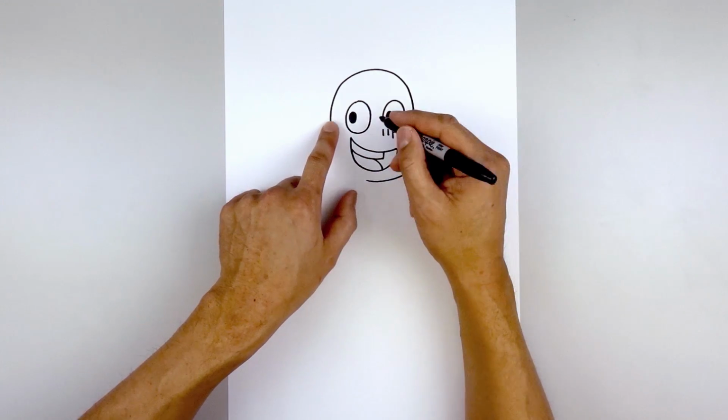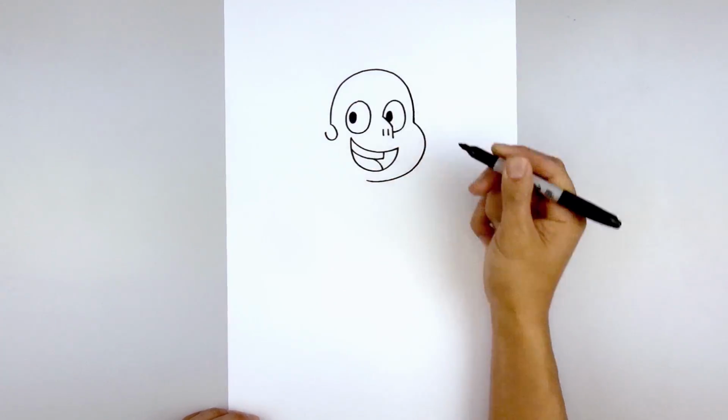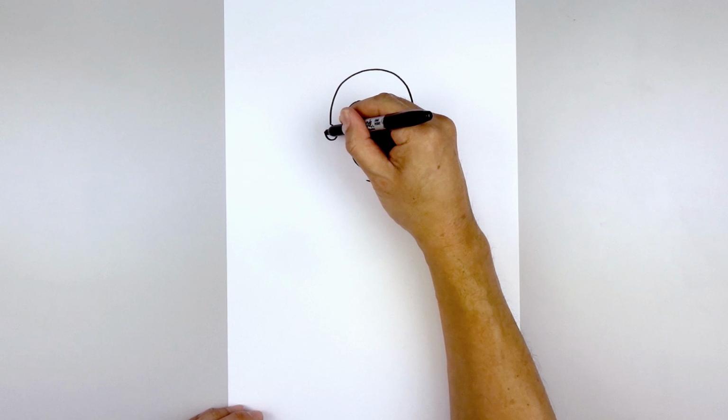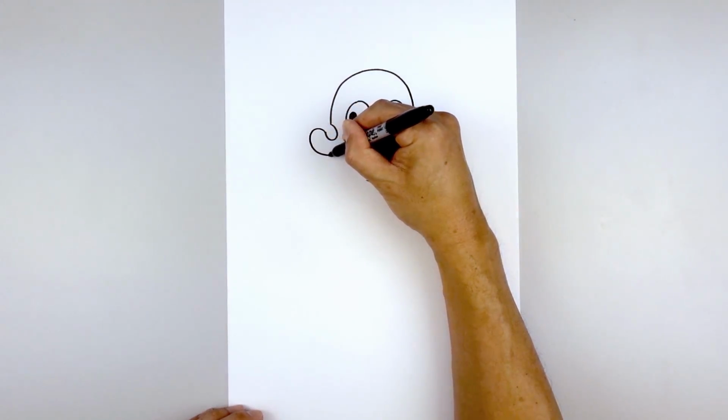Let's go back to the left side. We're going to add the sideburn, curve in, round it out, then go back up. And then we'll draw on the ear. Curve up and out, round up the ear, and then pull that in.